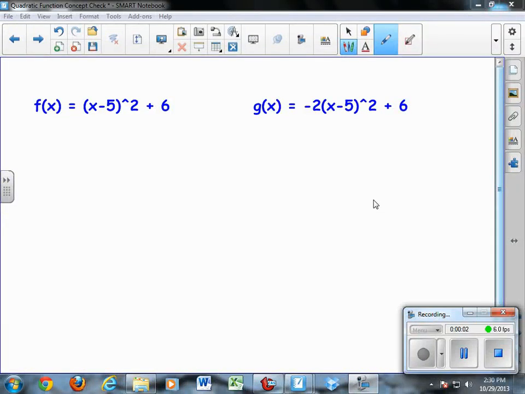Now this is Graphing Quadratics Part 2, and now we're going to be looking at what's called vertex form. We call these vertex form because it's easy to see the vertex in the equation. A transformation has been applied.